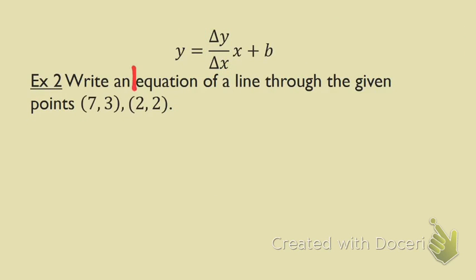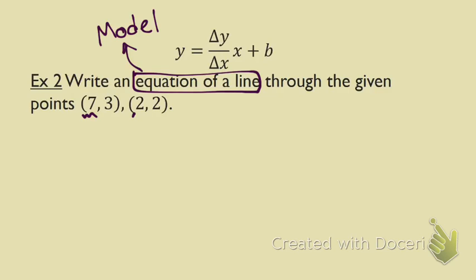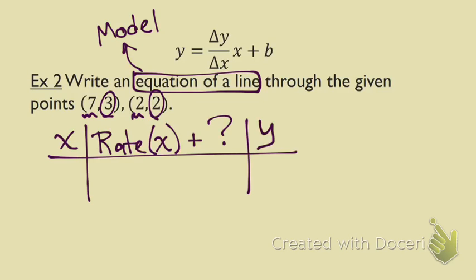Again, let's actually box writing an equation. Write an equation means model. Write a model. And we're going to go through these given points. You've got your starting numbers. So we start with 7, end with 3. Start with 2, end with 2.